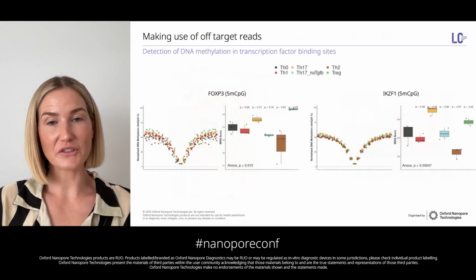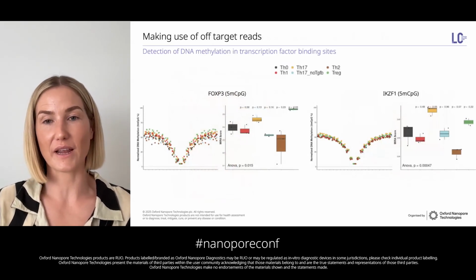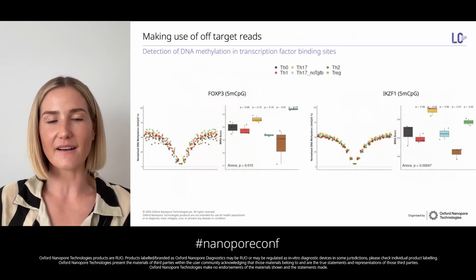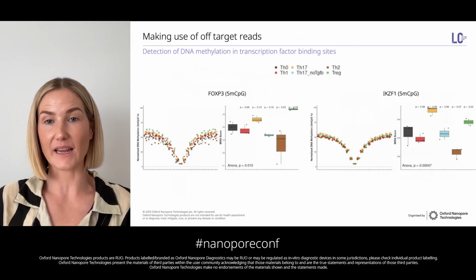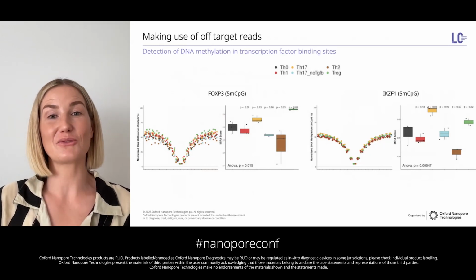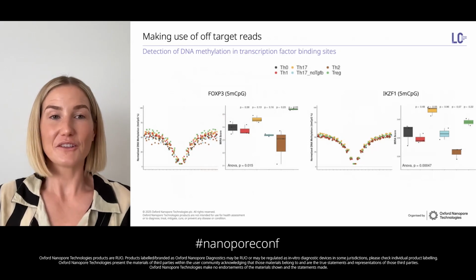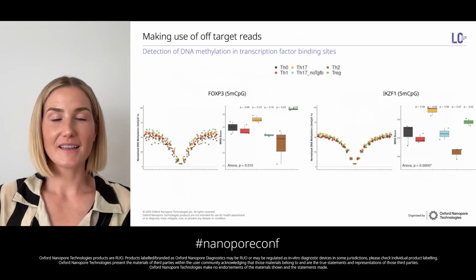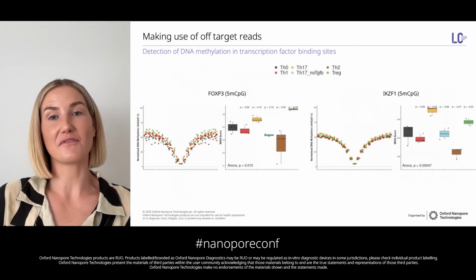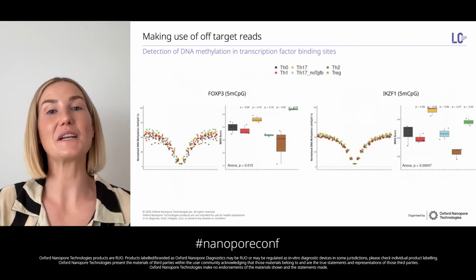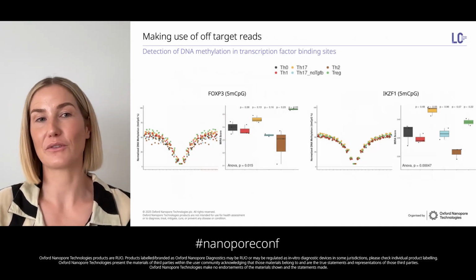I want to also mention using your off-target reads. So with Cas9, you generate around 1 gigabase of off-target reads per run. And we wanted to use that to understand what was going on in our cells a little bit more. And to do that, we used a package called Mira to aggregate methylation in transcription factor binding sites. So please have a look at our paper if you're interested in doing so yourselves.